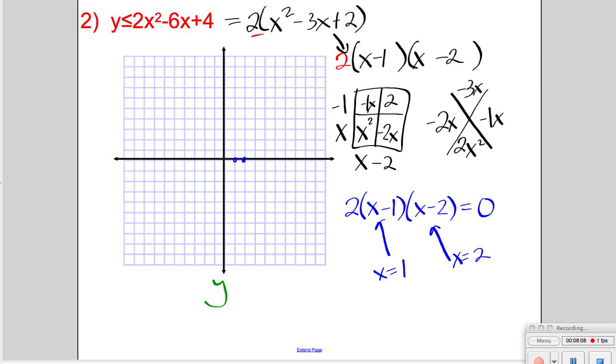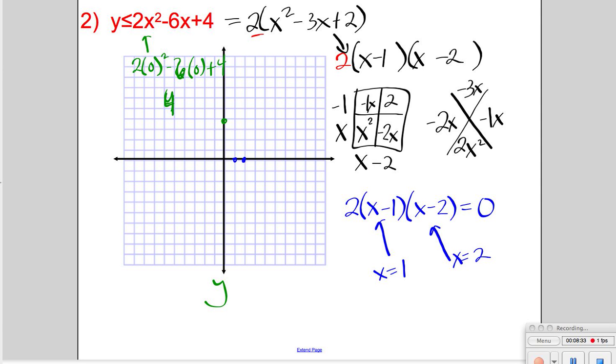The next point that I can find is my y-intercept on the y-axis. And that, of course, means I'm going to plug in 0 for x. I'm going to go back to my original one. I'm going to plug in 0 for x. And I'm going to see that I get 4. So 0, 4 is my y-intercept.